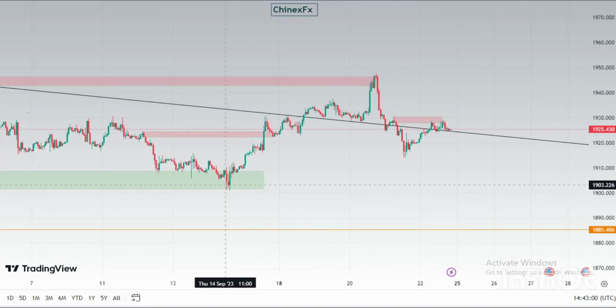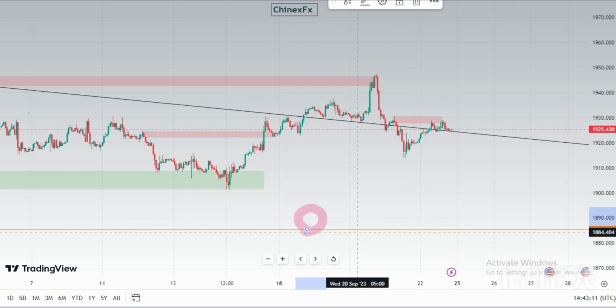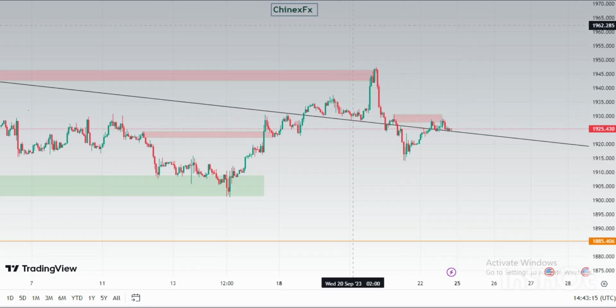I expected gold to dump further up to this level first, and then from this level, this very, very strong resistance level, or support level rather. If you've been going through our previous forecast, you would have understood these levels already, because I've been talking about it.